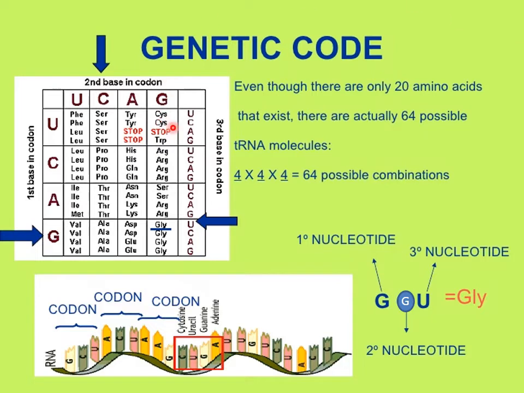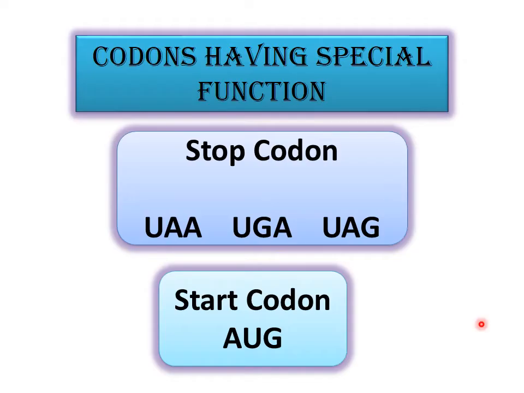Now, this genetic code, we have seen this table. It has 64 combinations: 4 in each row, 16 in each row and 16 in each column. So these are 64 possible combinations. But although 64 combinations are there, we need to code for only 20 amino acids. Like GGU, we have seen here: G is the first nucleotide, this is the second nucleotide and this is the third nucleotide. This codon codes for the amino acid glycine.